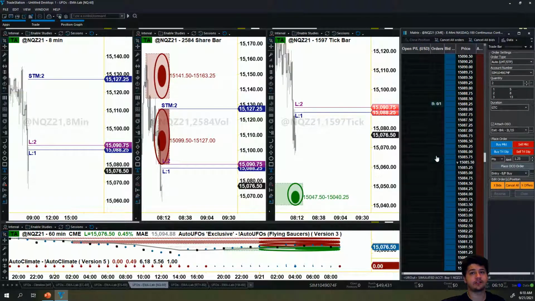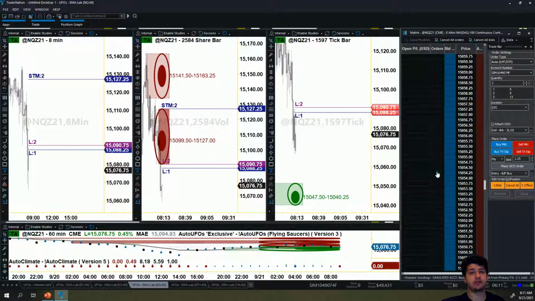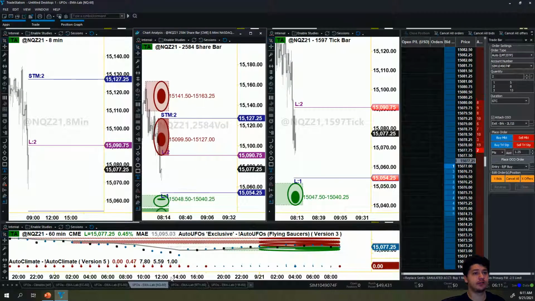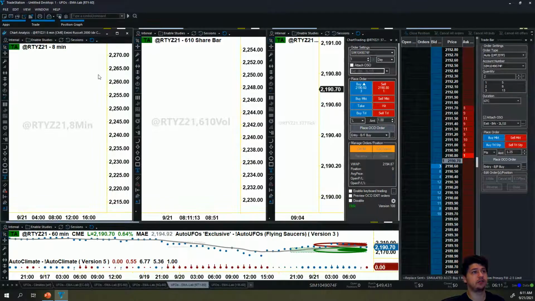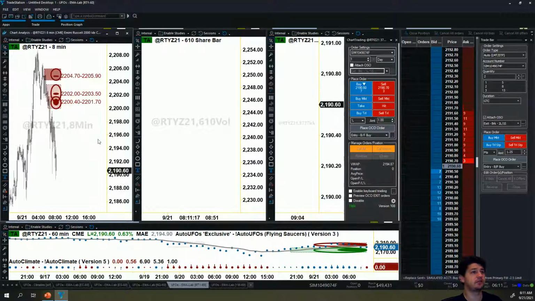So that's exactly what I'm going to do. I'm going to cancel this one. And now this one has to be at 15,054.25, way down here. Okay. And there it is. That's our setup right now. We're going to leave it alone. Move on to the RTY because there's a good chance that it won't fill anytime soon.